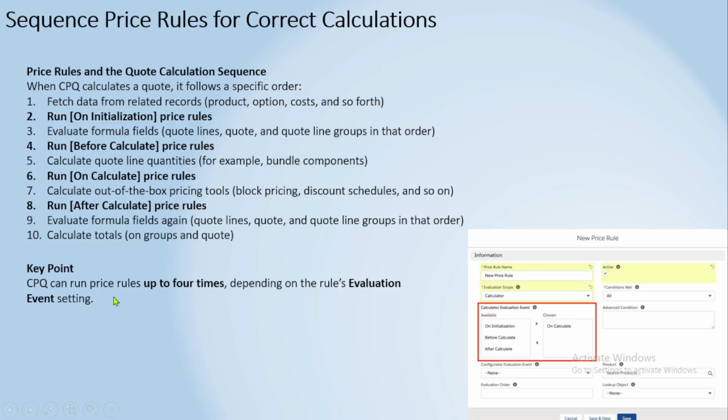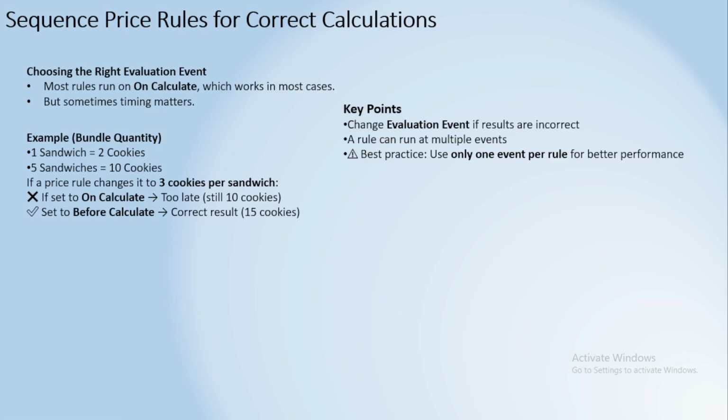So basically CPQ can run price rules up to 4 times depending on the rule's evaluation event setting. This is the way where you can set it. Correct? So when choosing the right evaluation event, mostly we set it on calculate.